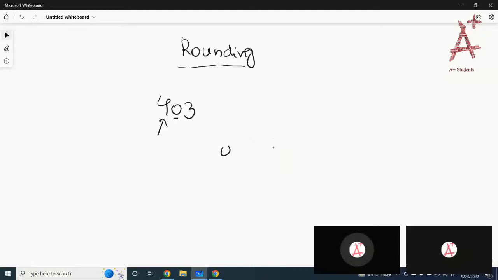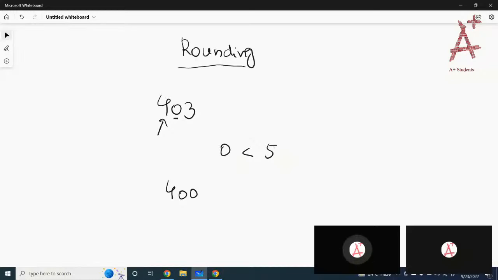You have to compare the 0 with 5. Is 0 less than 5 or greater than 5? 0 is less than 5. That means you have to round down. Replace all digits on the right side of the hundred digit with 0. Keep the hundred digit as it is, and replace the other two digits with 0. So it's 400. Got it?